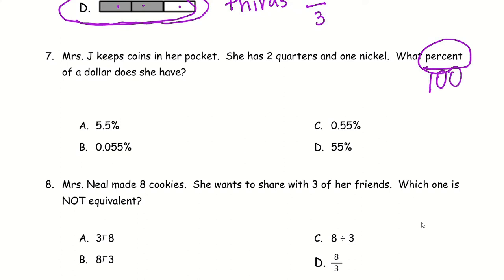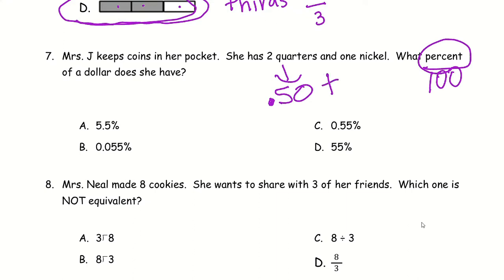All right, so let's go back. What do we know? She's got 2 quarters. Well, if I'm holding 2 quarters in my hand, I've got 50 cents. 50 cents. Okay, and if I've got 1 nickel, that's 5 cents.